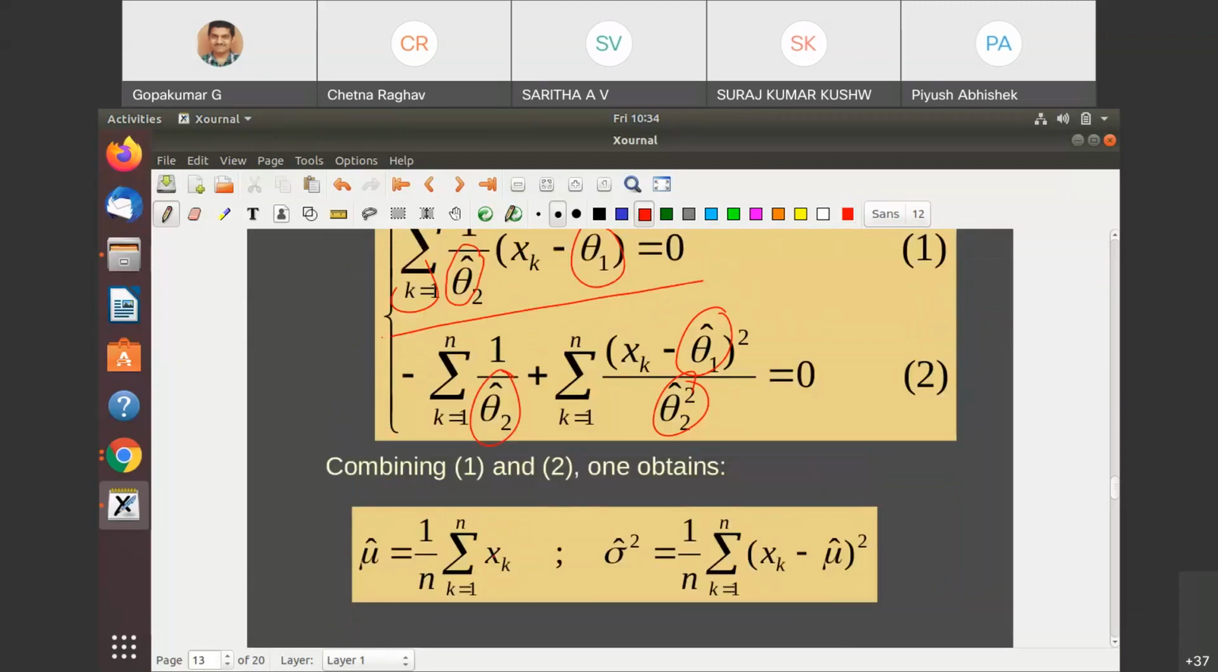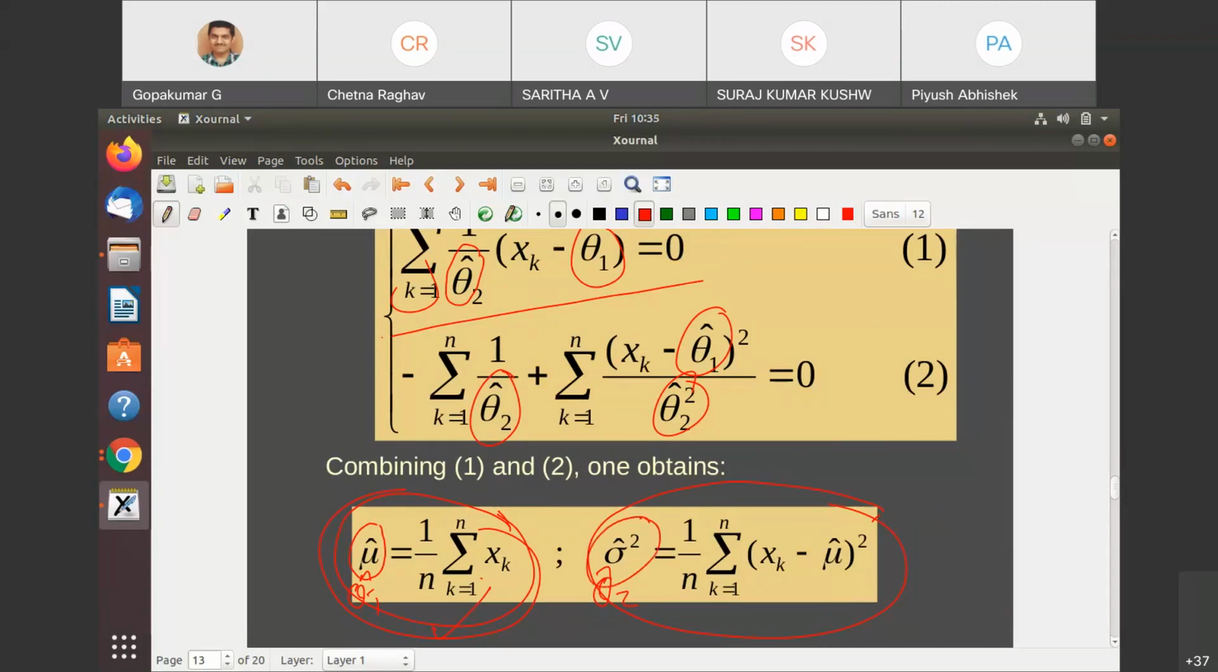The same steps that we follow, you will get a mu cap like this one. Mu cap is actually theta 1 cap. Similarly, this is theta 2 cap. So you will get an equation of this kind and you will get an equation of this kind. If you look into the first equation, we can say that that's an equation for average value, as we got in the earlier case also, and that is according to our belief and our knowledge that the mean value is defined like this one.